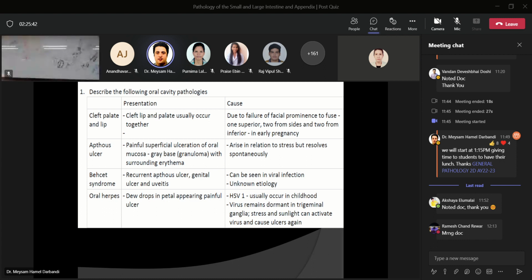Aphthous ulcer, maybe all of us experience it, right? It's a painful superficial ulceration of the oral mucosa with a gray base and surrounding erythema. It can arise due to stress and it will spontaneously resolve. Behcet syndrome is a Turkish name, right? Coming from the Middle East. I think Ahmad knows where Turkey is. So recurrent aphthous ulcer, genital ulcer, and uveitis, seen with unknown etiology, possibly viral infection.